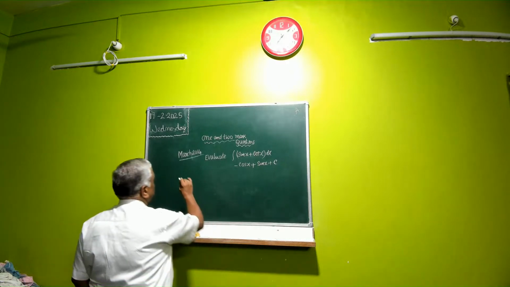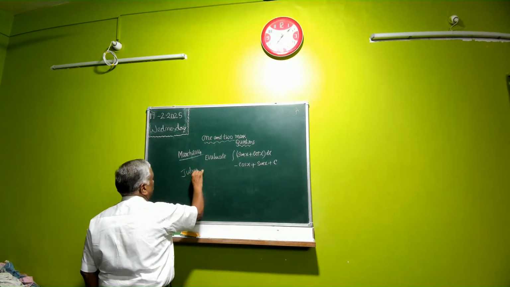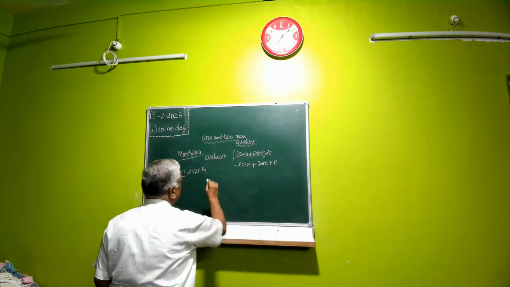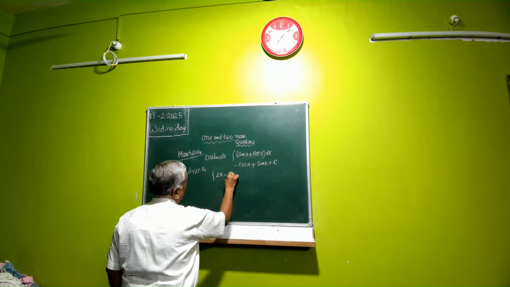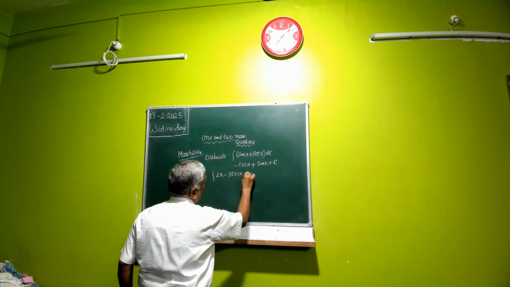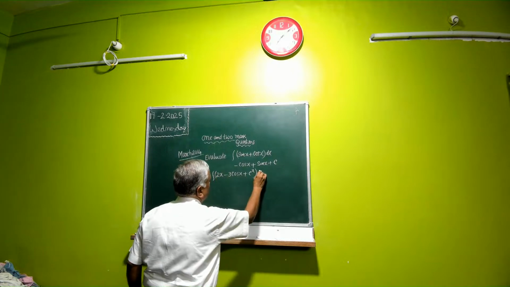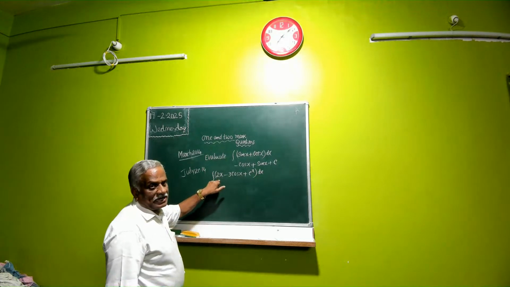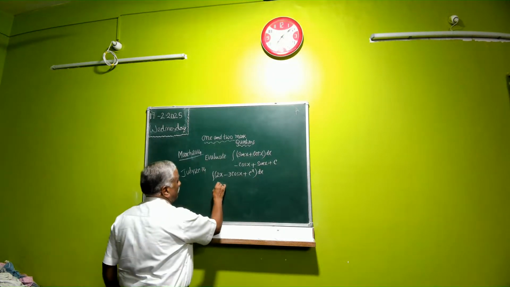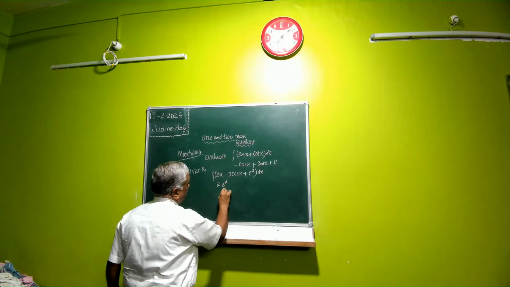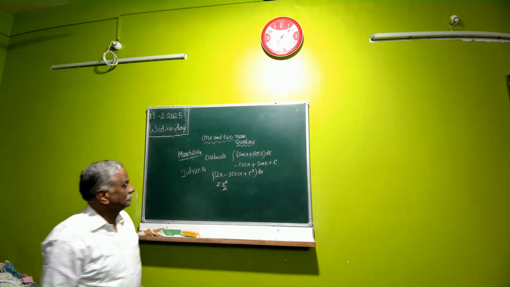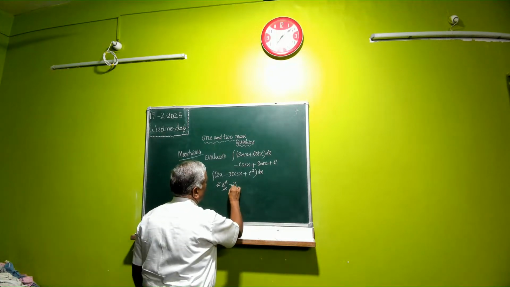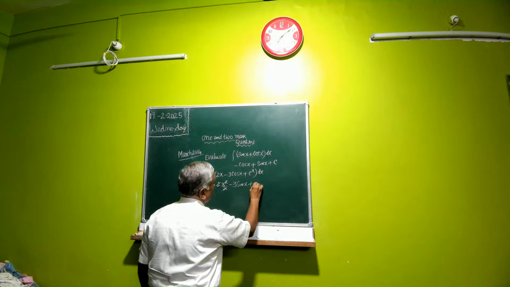July 2014. This is the integral of 2x minus 3 cos x plus e to the power of x. Another direct problem on the formulas. 2 is a constant, the integral of x is x square by 2. So 2 into x square by 2, or if you are very good, you can write it as x square. Minus 3 is a constant, the integral of cos x is plus sin x only. And e to the power of x is e to the power of x plus c.